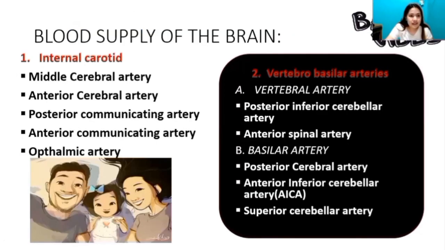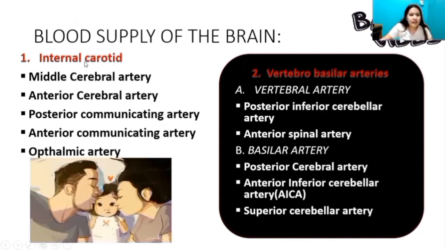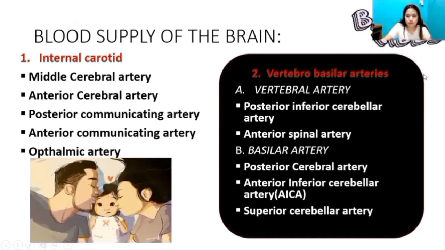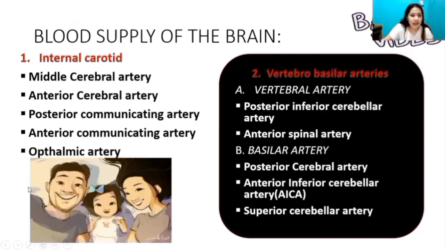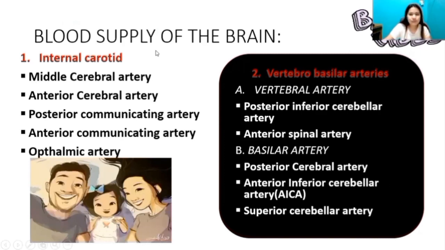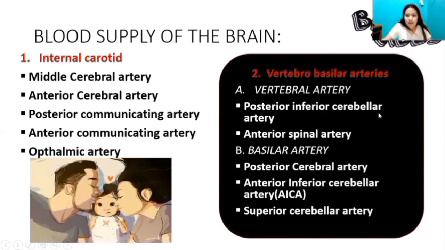So next is the blood supply of the brain. Here, the internal carotid and the vertebrobasilar arteries. So I'll just move this one to show. Here, this is a mnemonic for MA, PA, O. It's for mama, papa. And here, BAD VIBES is also a mnemonic for vertebral artery and the basilar artery.